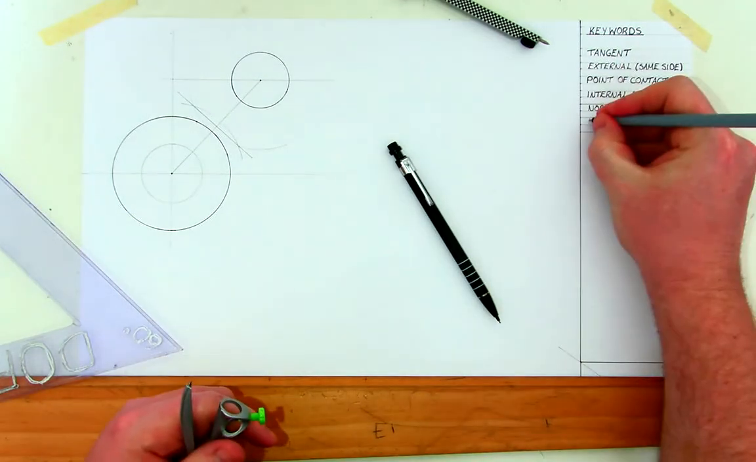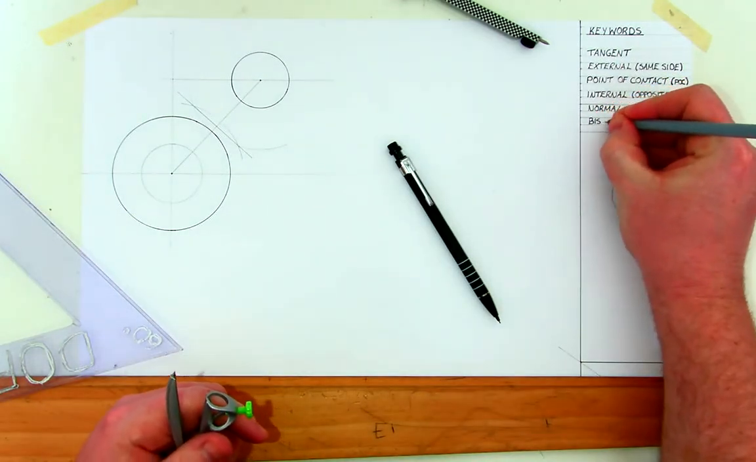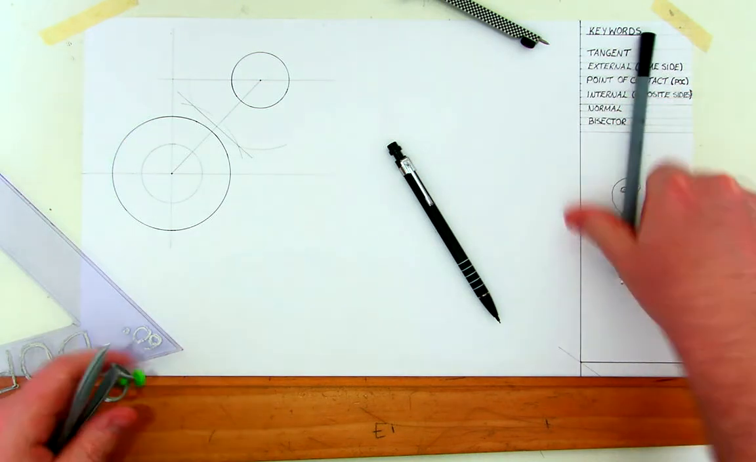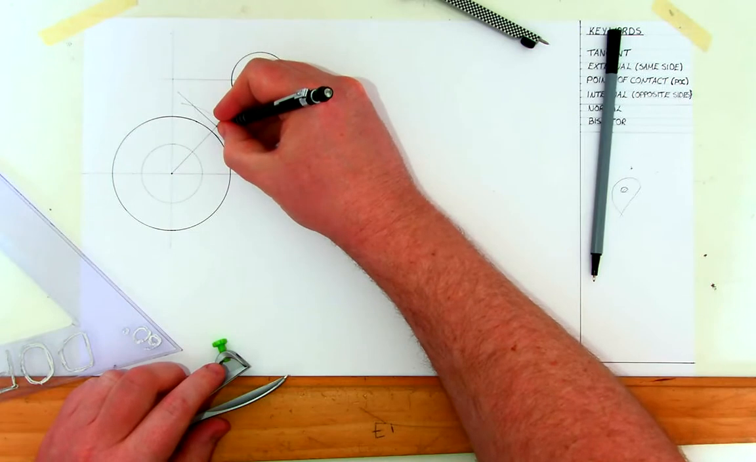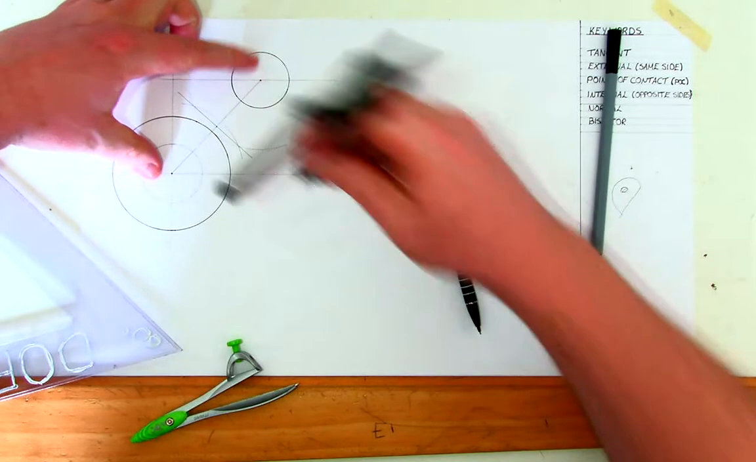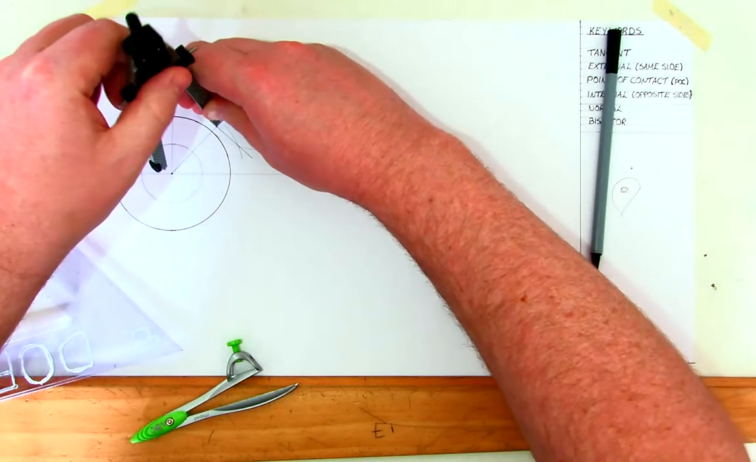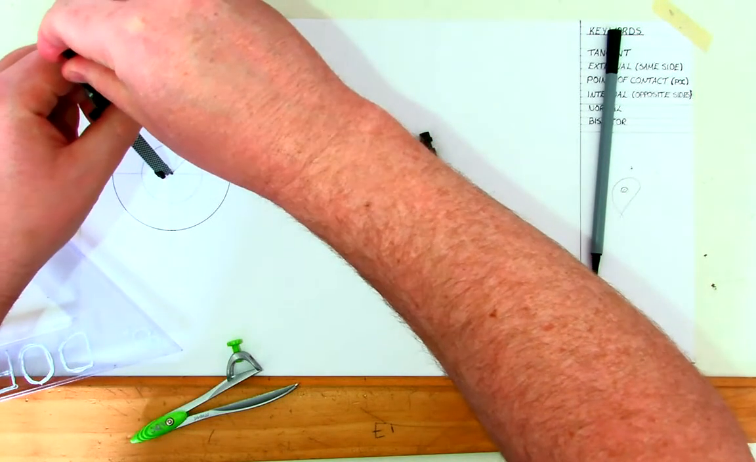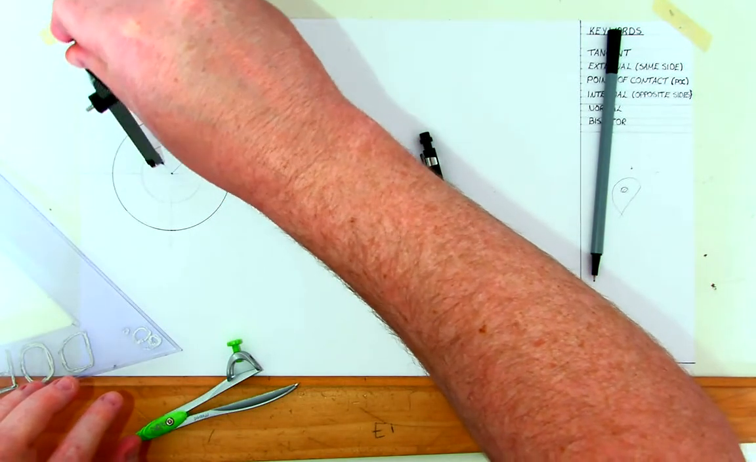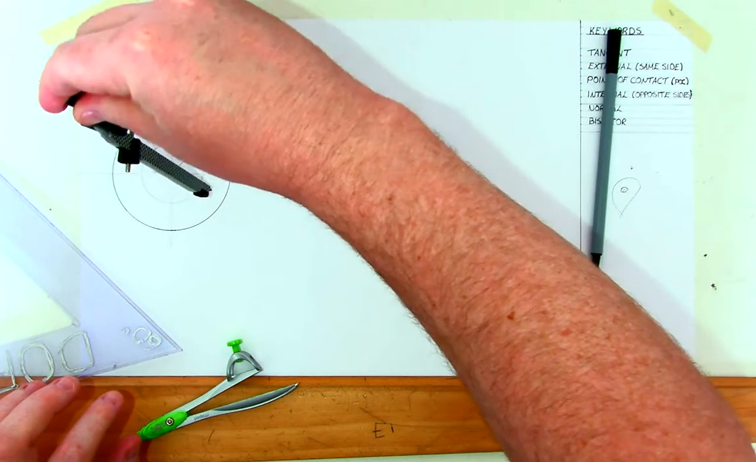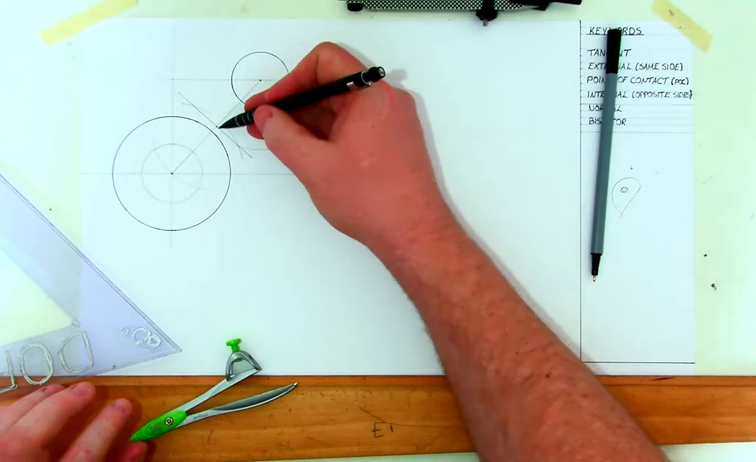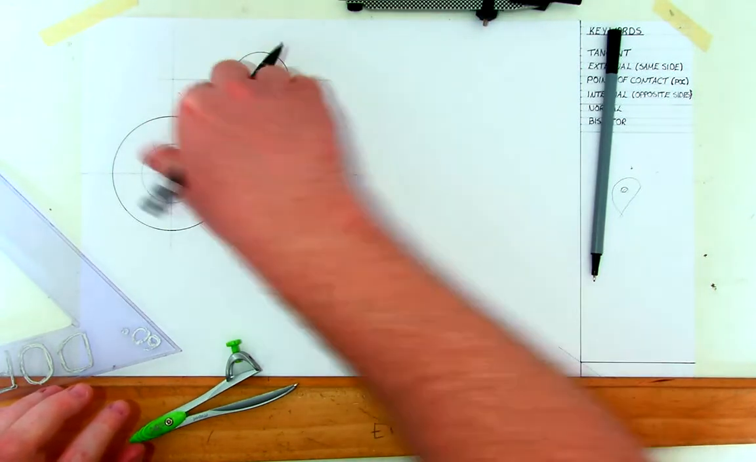Stick that in our keywords, actually, we can see that now. So my bisector. So there's my bisector. That gives me the center of the circle. Or sorry, the center of that line. So the center of that line. Okay, there's the center of the line. And now I put the point of my compass on the center of that line, and I draw an arc from the center of the line to the center of the circle.